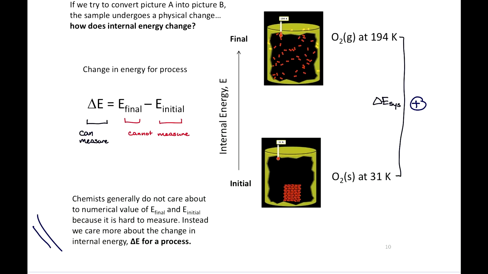For chemists, we don't care so much about the absolute internal energy of our samples at certain points in time. What we care about is how energy changes during a process. What chemists care about is how much energy it takes to go from state A to state B. We can measure this fairly easily, but what we can't measure are the individual energies of the final and initial conditions. I don't know what the absolute internal energy of this solid sample is. I don't know what the absolute internal energy of this gaseous sample is, but what I can measure is the difference of that whole process. And that's what we care about.